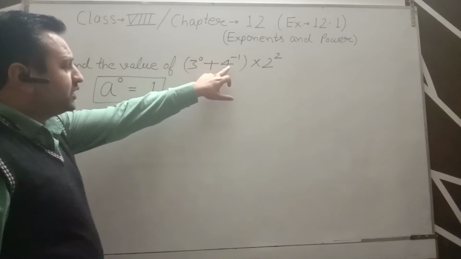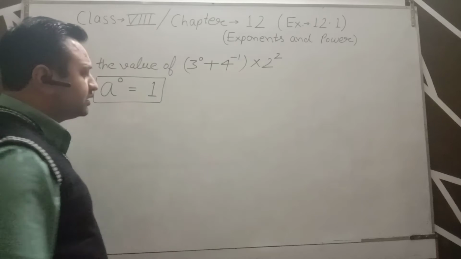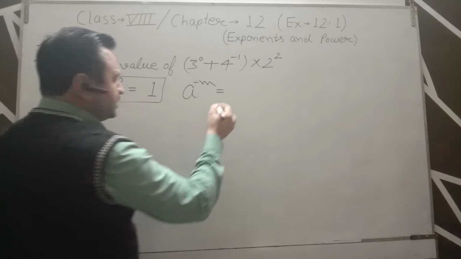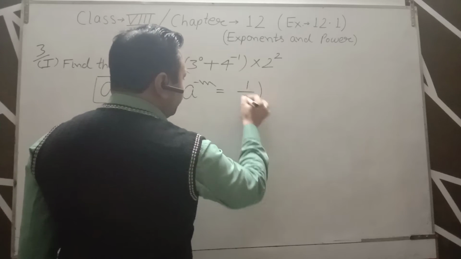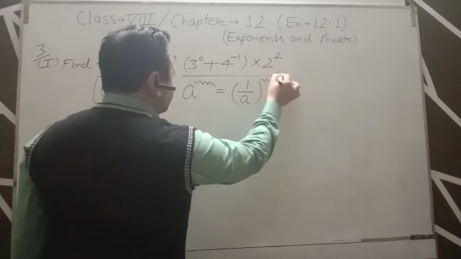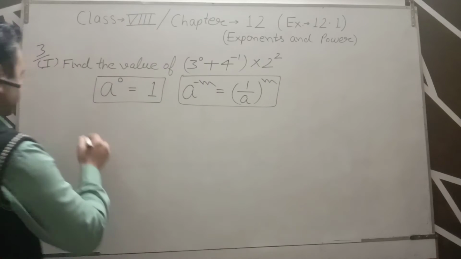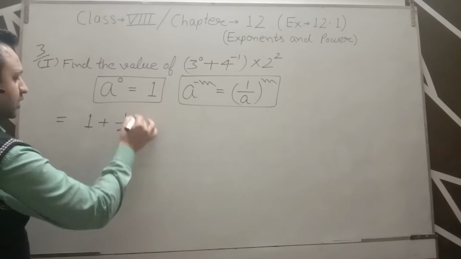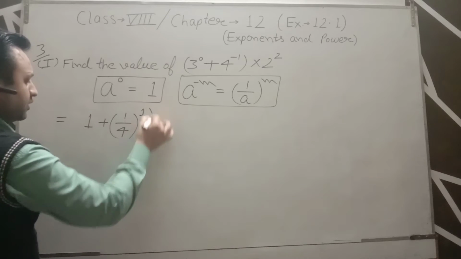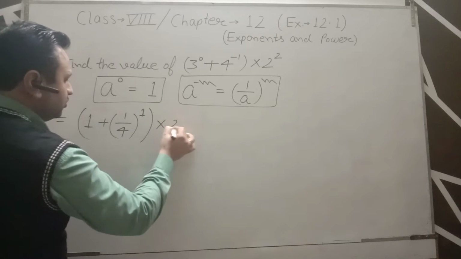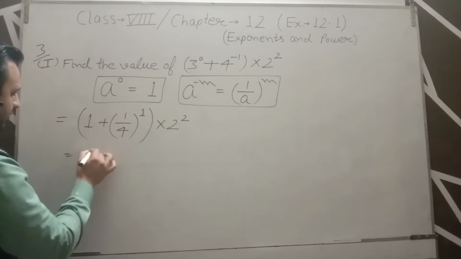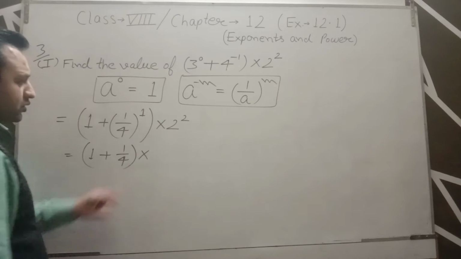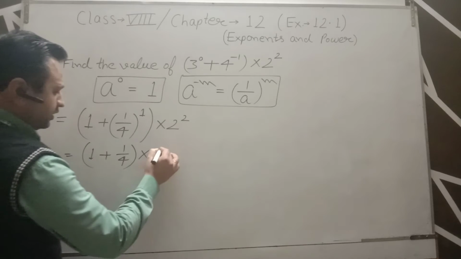And if a rational number has a negative power, then we use the law of exponents: a raised to the power minus m means 1 upon a whole power m. So we use both laws of exponents in the bracket. It means (1 plus 1 upon 4) whole multiplied by 2 raised to the power 2, which means multiplied by 4.